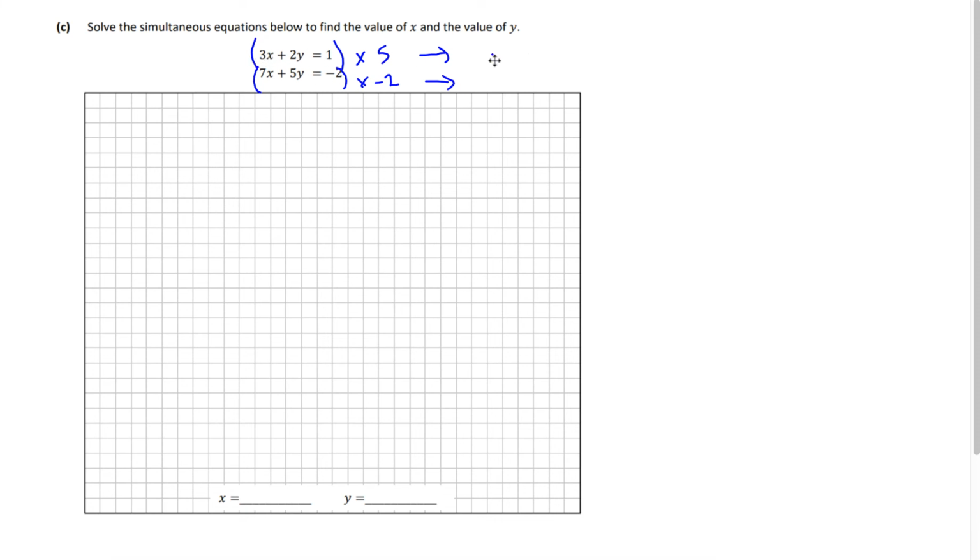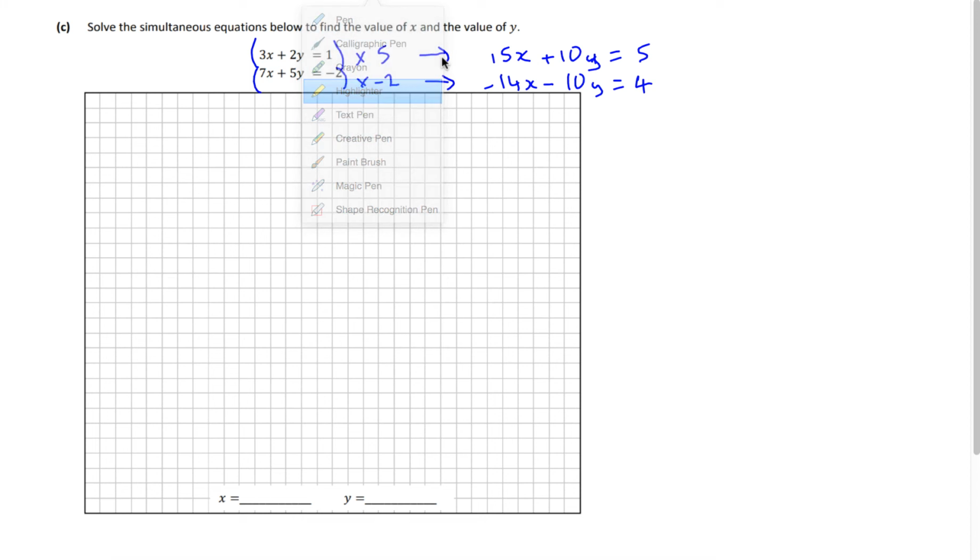3x by 5 is 15x. 2y by 5 is 10y. And that's equal to 1 on the other side by 5 is 5. The second line, 7x by minus 2 is minus 14x. 5y multiplied by minus 2 is minus 10y. And then minus 2 multiplied by minus 2 is plus 4.